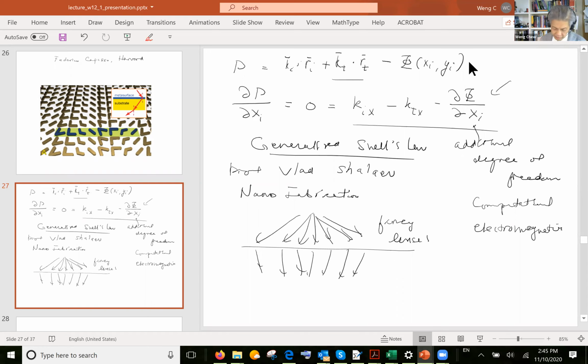Just a quick question for our professor. Typically, what are these metasurfaces? What materials are these metasurfaces made out of?